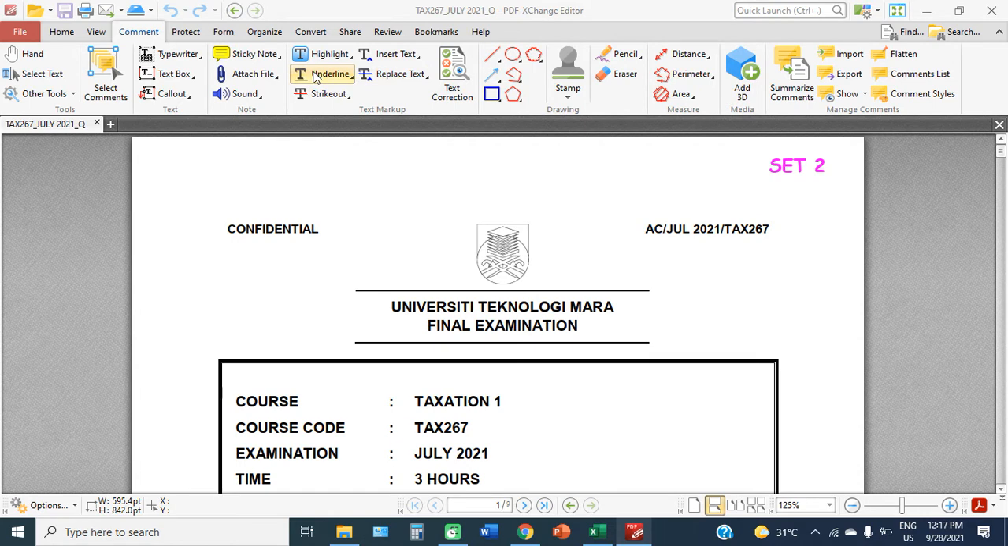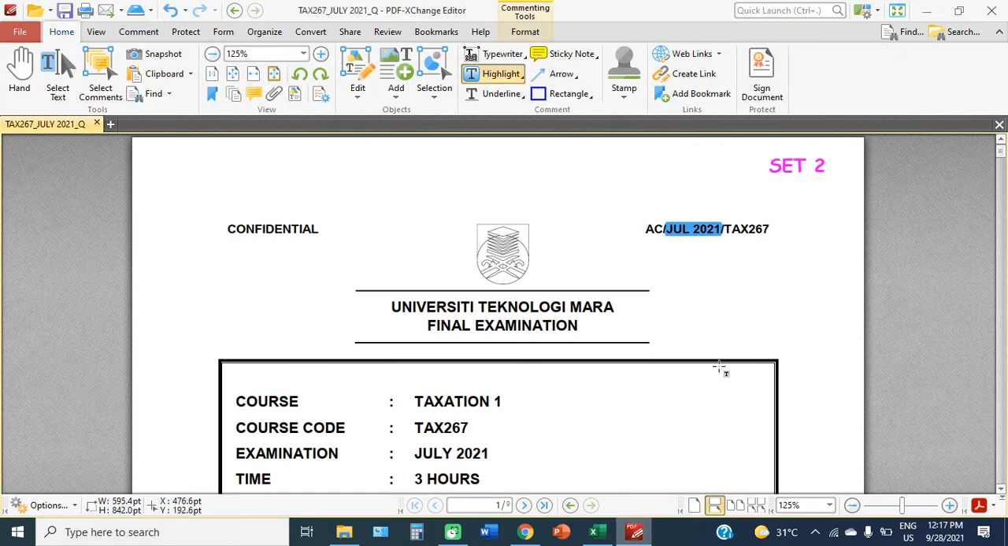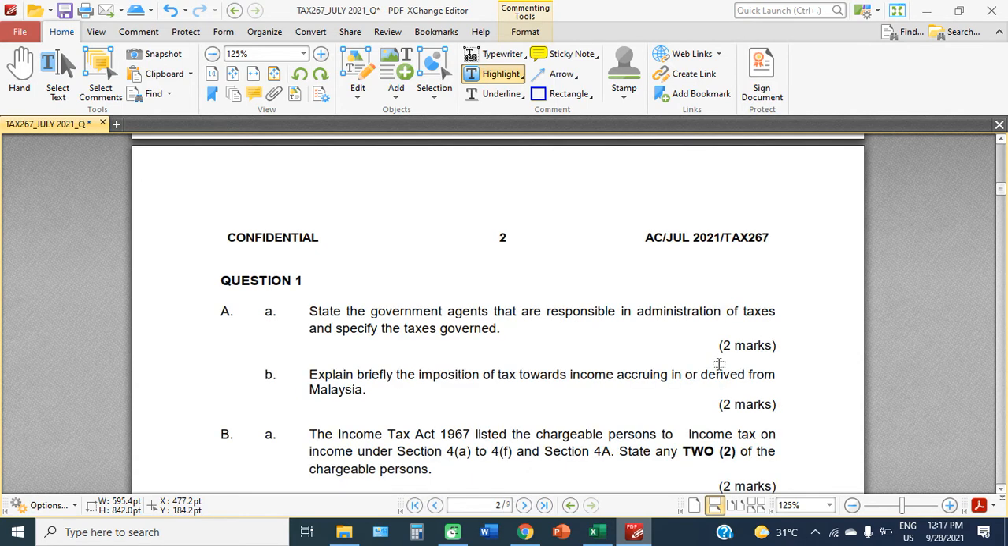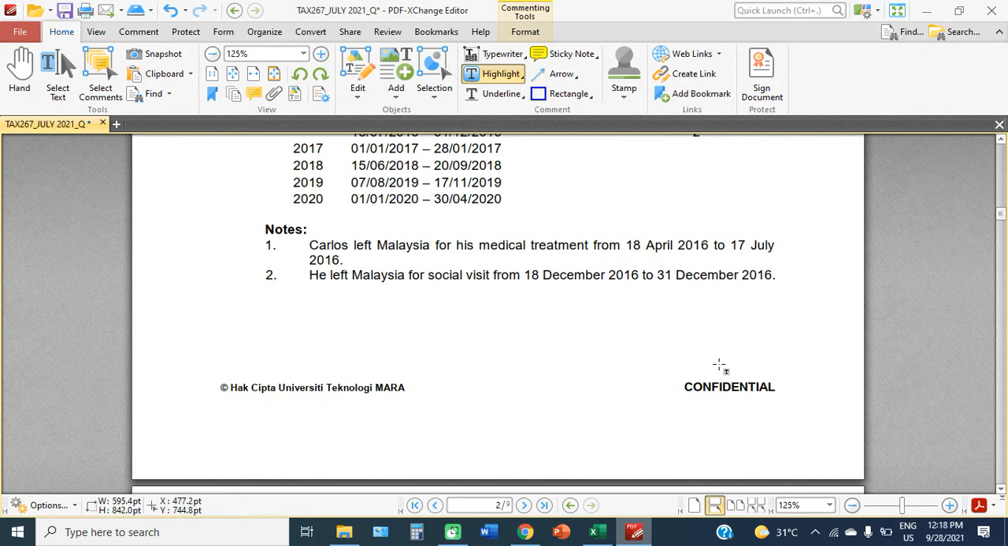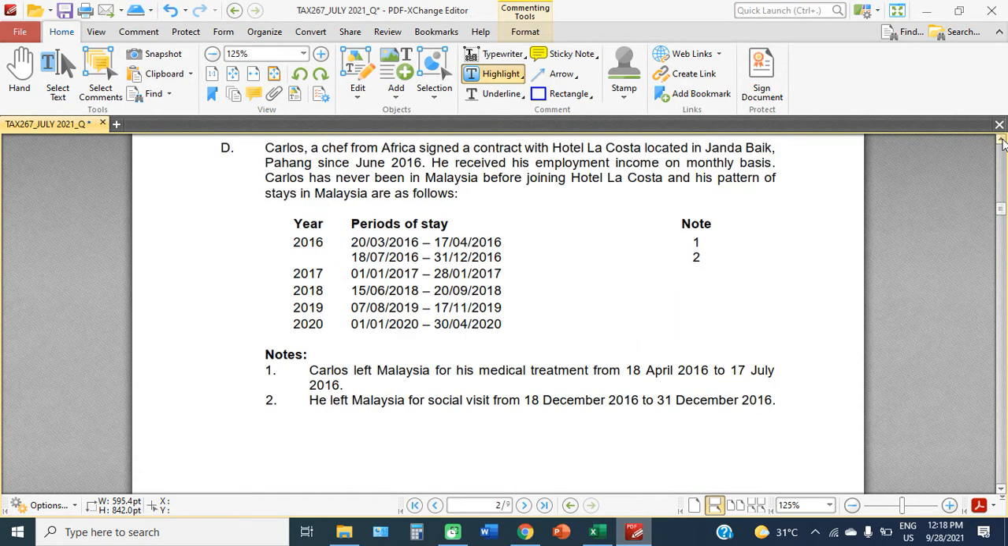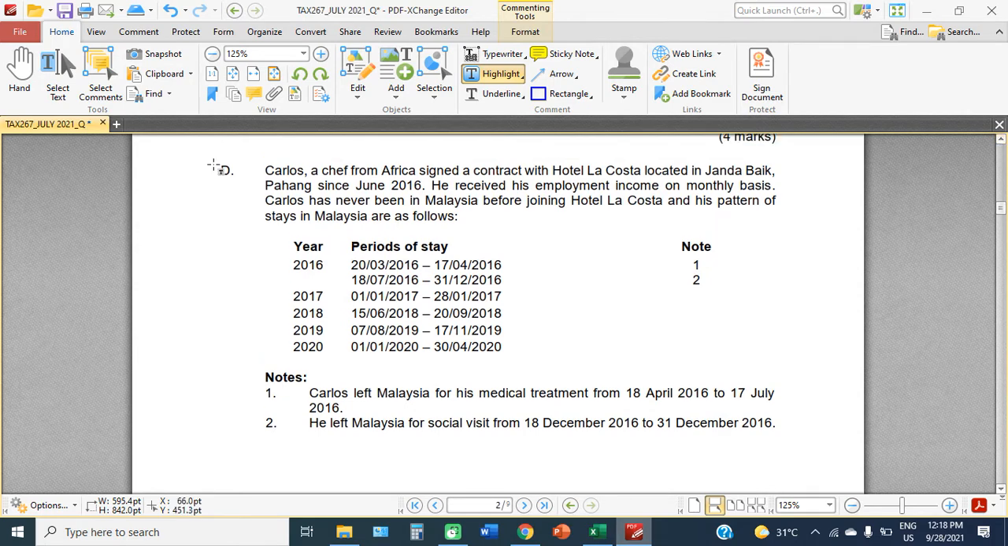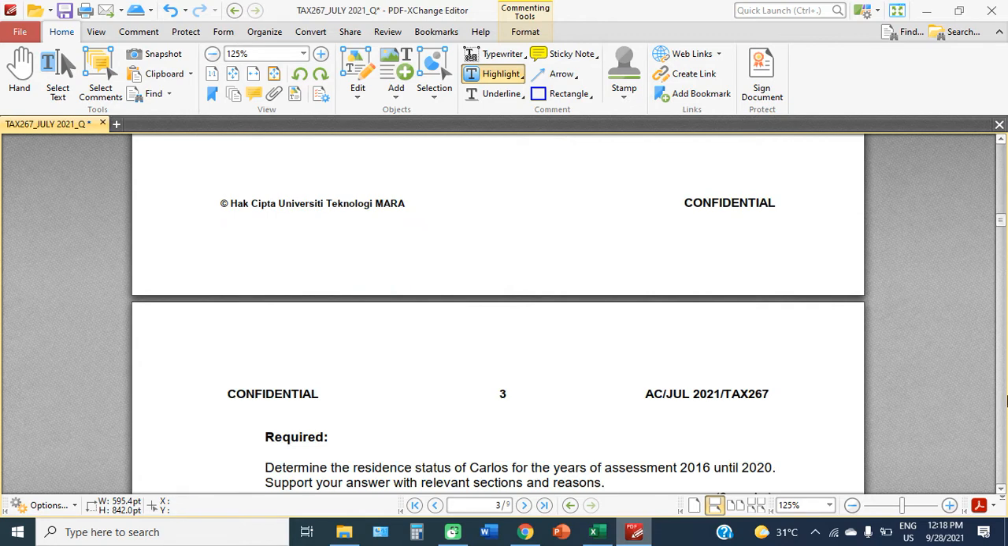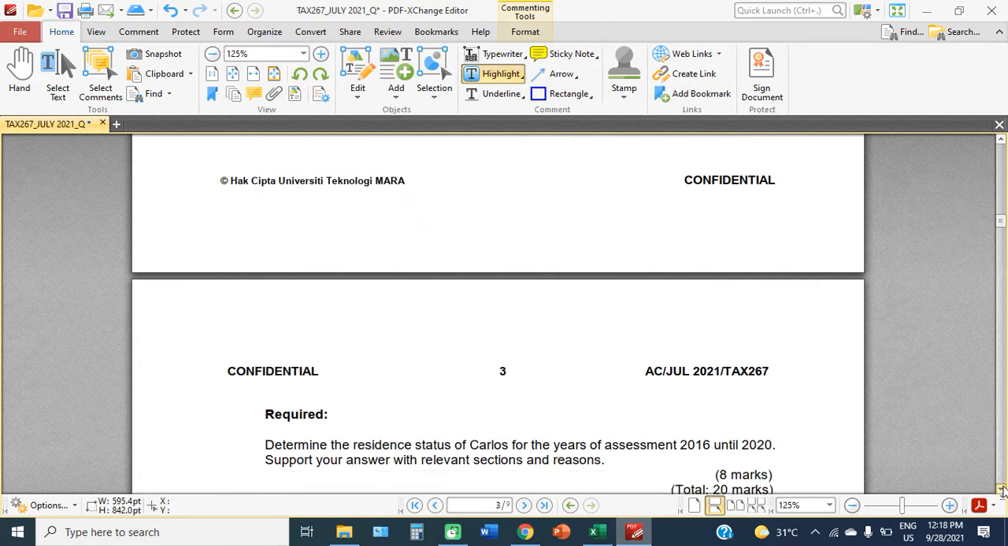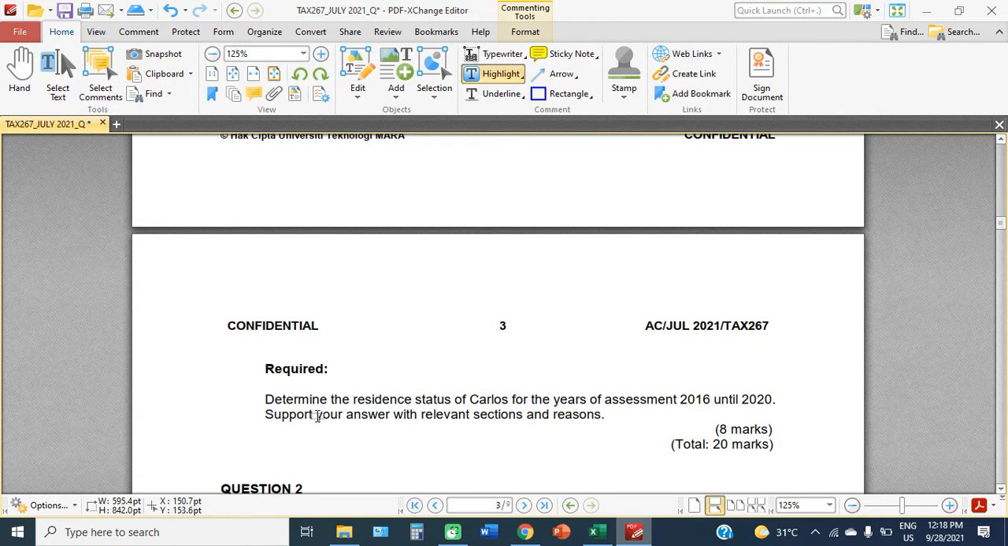But this time, this is set number 2. Okay, for set number 2, resident status, as usual, I want you to refer to questions number 1D. So before we proceed with this question, always read the required. Look at the required here.